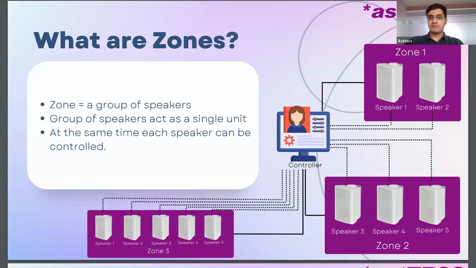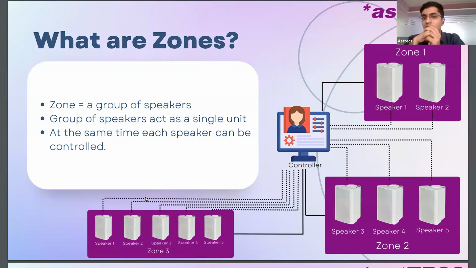Now, this is the part I told you about. We wanted everyone to understand what zones are before we went ahead with the presentation. So what are zones? Zones are a group of speakers. For example, if you see the diagram on the side, you have zone 1, zone 2, and zone 3. In zone 1, we have a group of 2 speakers. In zone 2, we have a group of 3 speakers, and in zone 3, we have a group of 5 speakers.